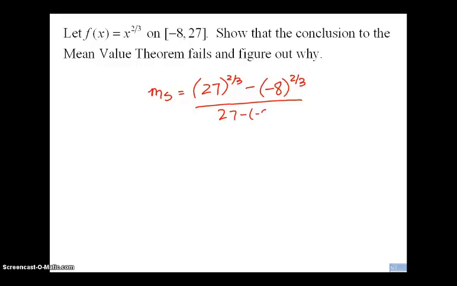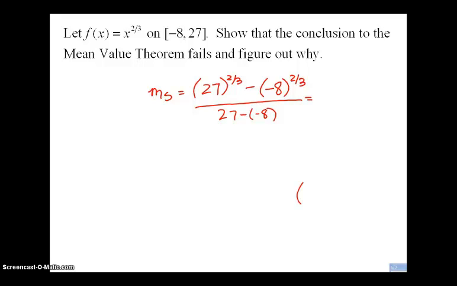Here's a second example that I want to work through. Let f of x equal x to the 2/3 on the closed interval from -8 to 27. Show that the conclusion to the mean value theorem fails and figure out why. I need the slope of the secant line through the endpoints. So I need f of 27, and f is x to the 2/3, minus f of negative 8, all over 27 minus negative 8. So there's the slope of the secant line through the endpoints.